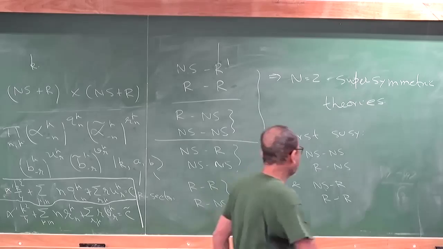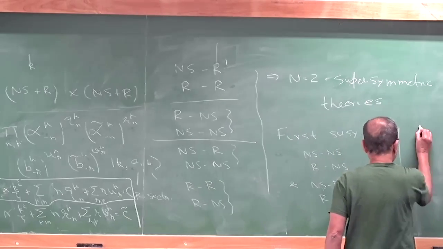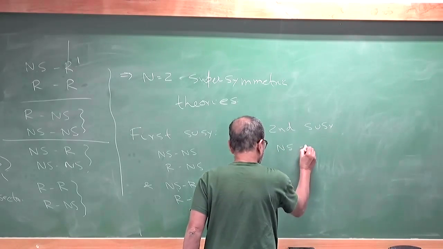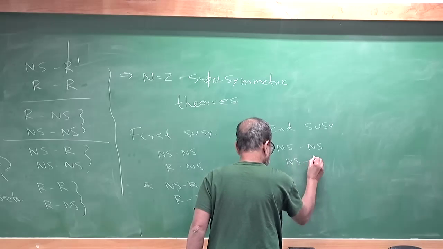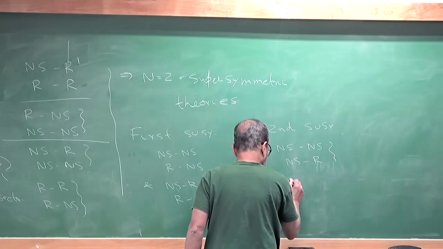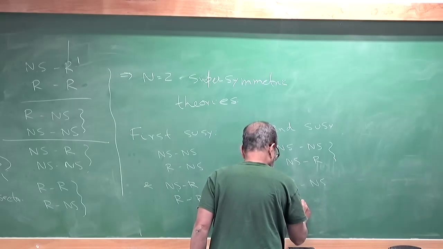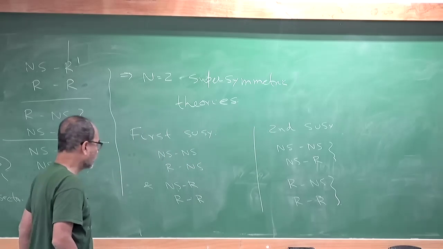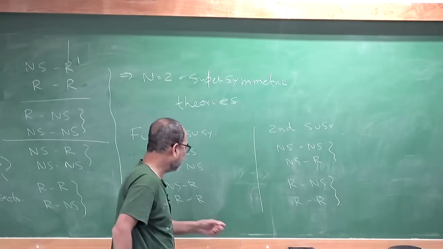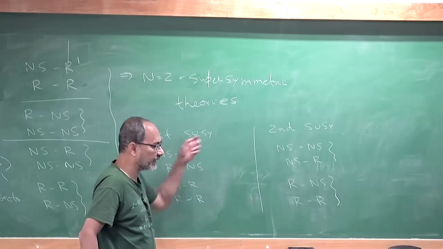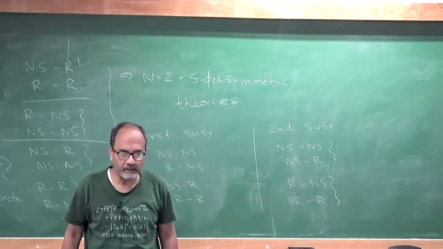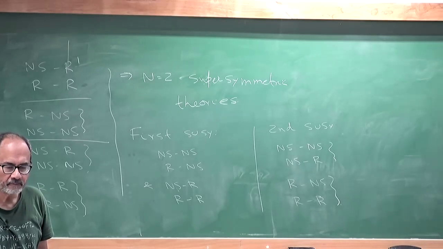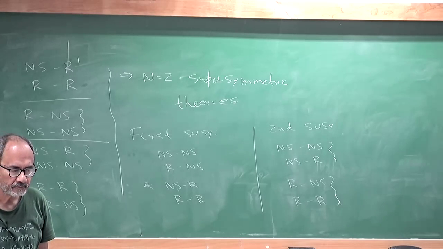So the second supersymmetry will take NS-NS and NS-R and R-NS to RR. If you want to go from NS-NS to RR, you have to apply the first supersymmetry first and then the second supersymmetry. That will take you from NS-NS to RR. So there's a total of four.